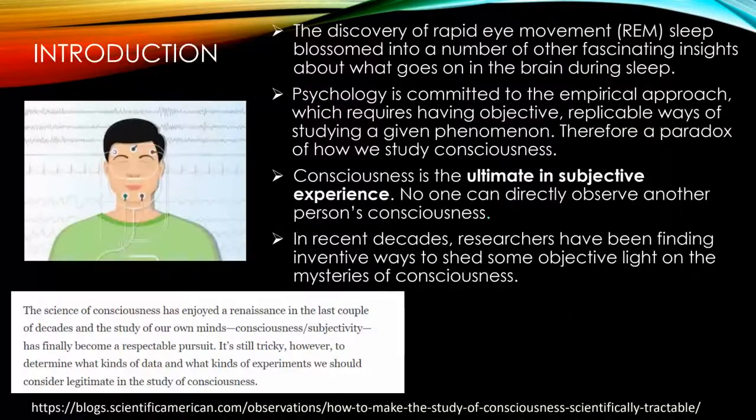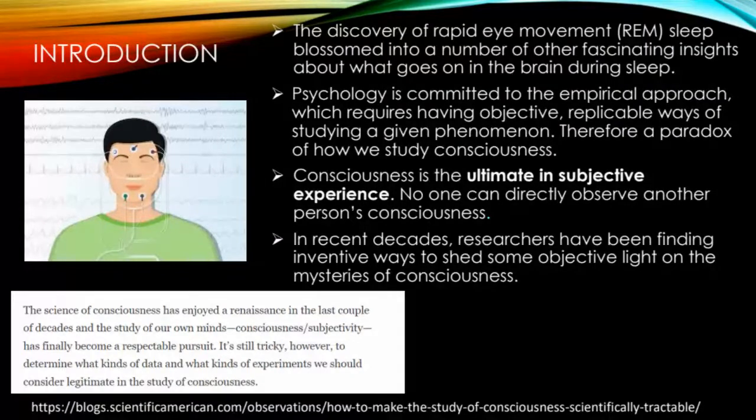So the first thing we're going to do is go back to the introduction in our textbook, and how people started researching consciousness and what consciousness is. What we'll learn about later is rapid eye movement, REM. The discovery of rapid eye movements in sleep, that's a state of sleep, blossomed into a number of other fascinating insights about what goes on in the brain during sleep. So when we're asleep, we're not unconscious, we're in a state of conscious awareness, but it's different from states we are in during the day. And seeing the concept of rapid eye movement helped people start to gain insights into what happens in the brain while we sleep.